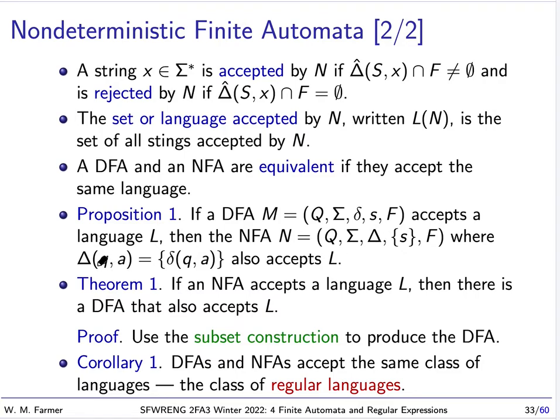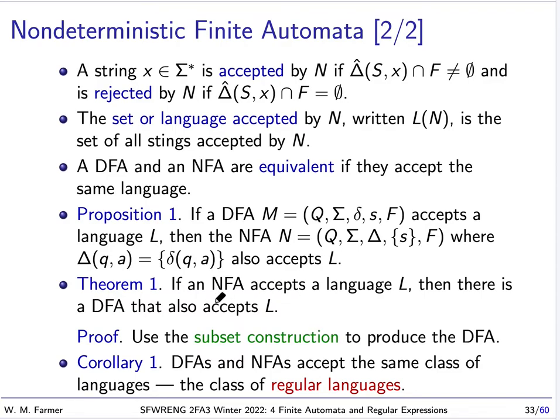And so what capital delta would do if it's in state Q and we're reading an A, we will return the set, which will be a singleton, the set of the state that delta, our transition function for the DFA M, returns. So DFAs are easily simulated by NFAs.